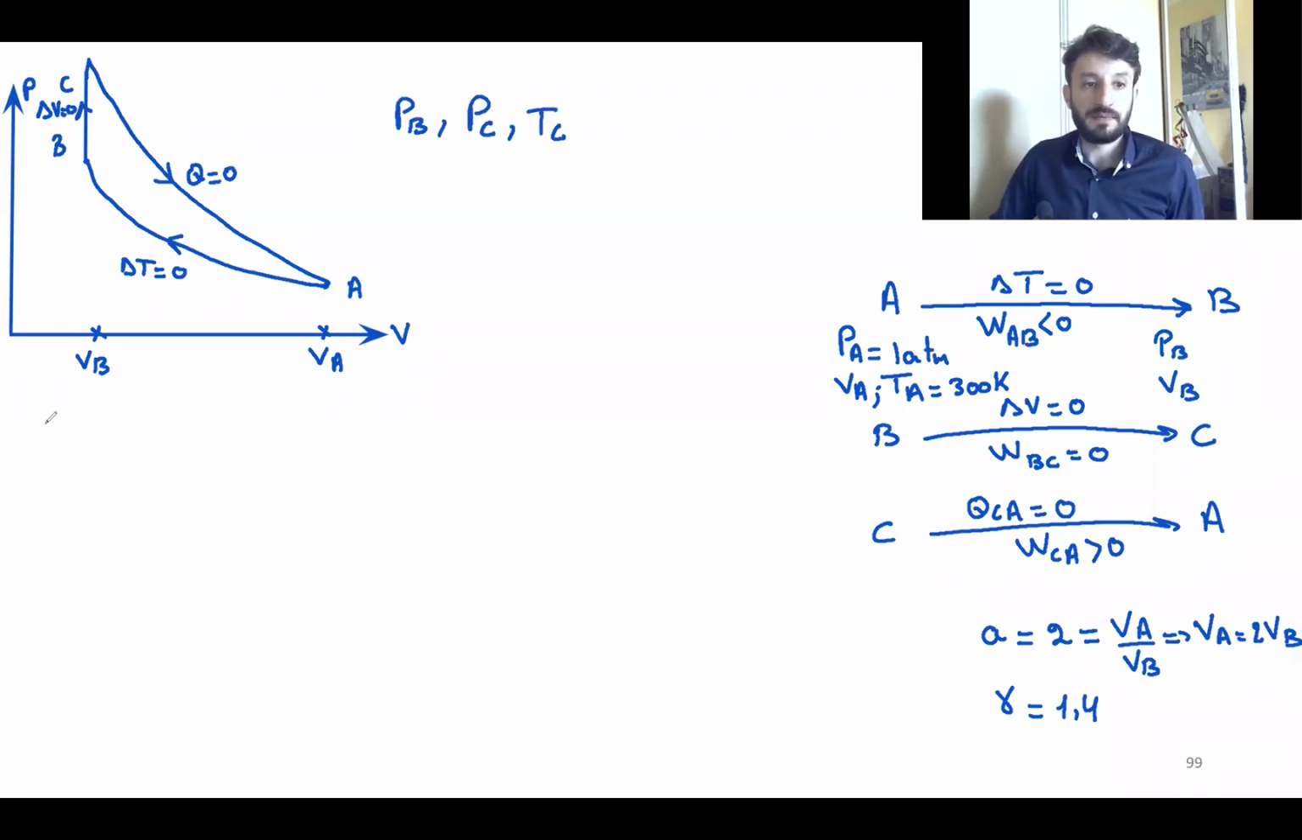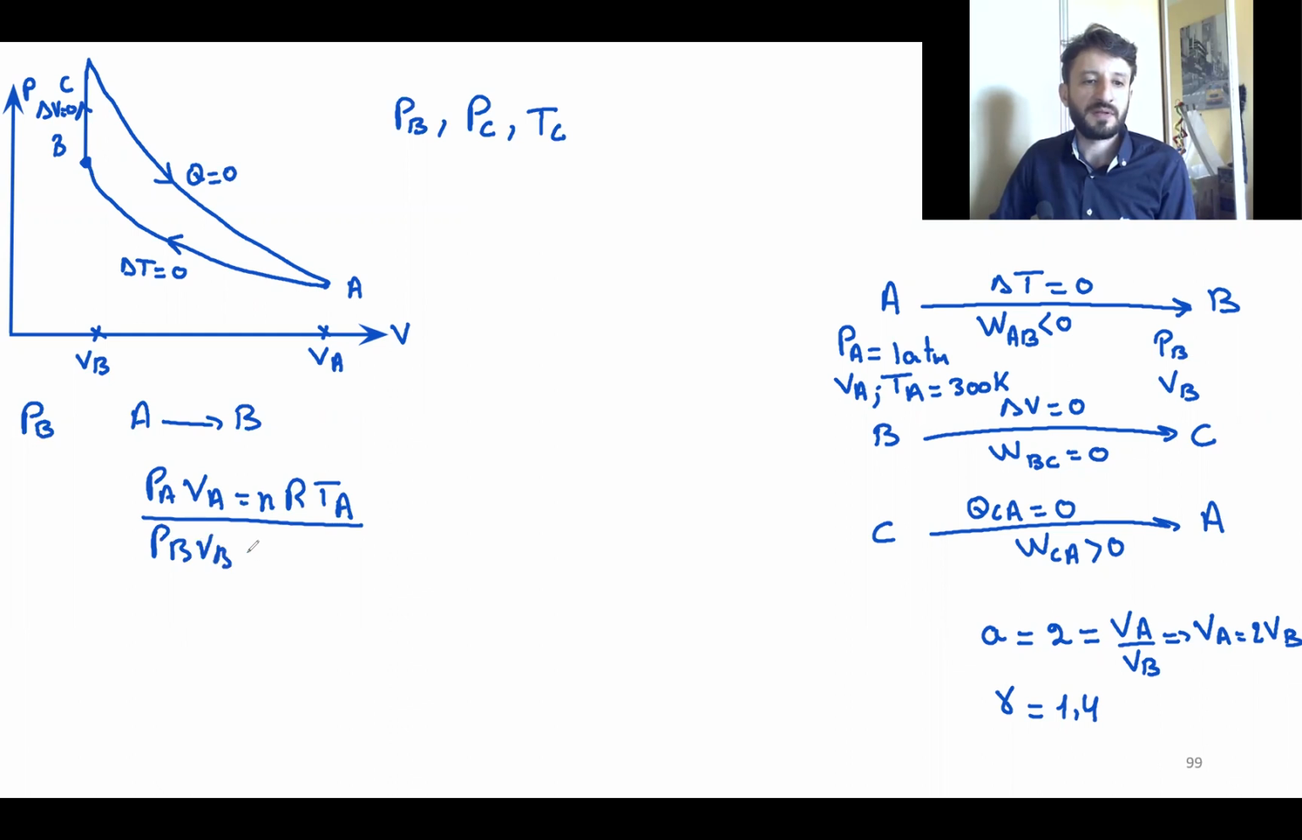Now let me find PB. To find any parameter of B, you can take 2 points, AB or BC. Here we have the values of PA and TA, so we can take directly these 2 points, A and B. Here we have an isothermal process. In this case, PA VA equals nR TA, and PB VB equals nR TB. We can eliminate the constants since TA equals TB. We finally get PA VA equals PB VB.